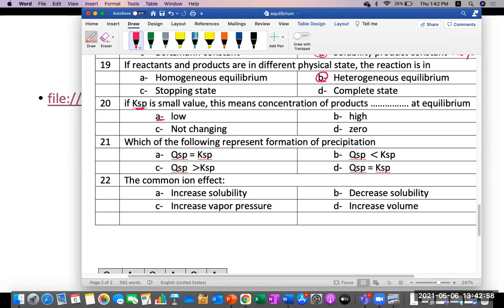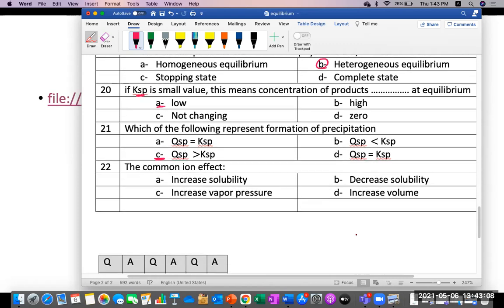Which of the following represents the formation of a precipitate? If we want to form a precipitate, it means that QSP should be higher than KSP or K equilibrium.